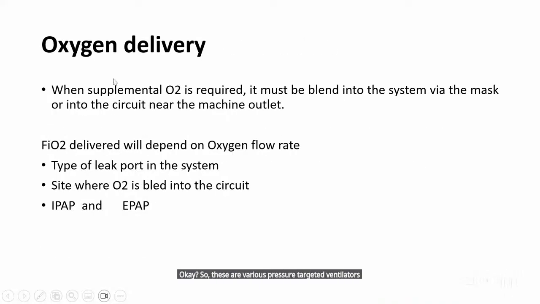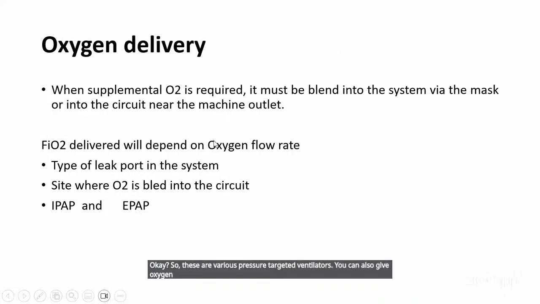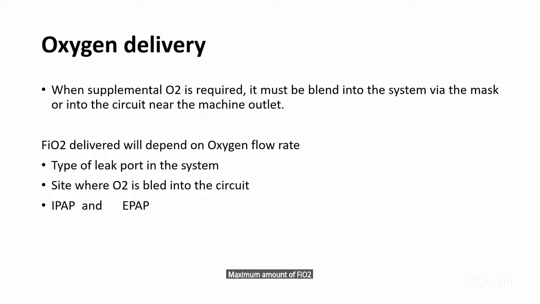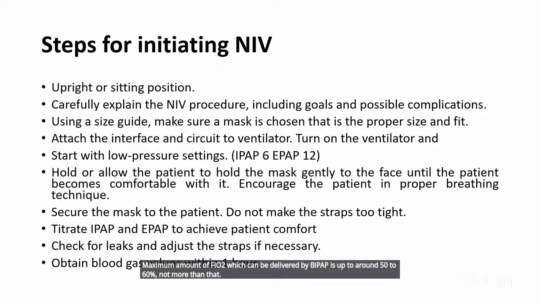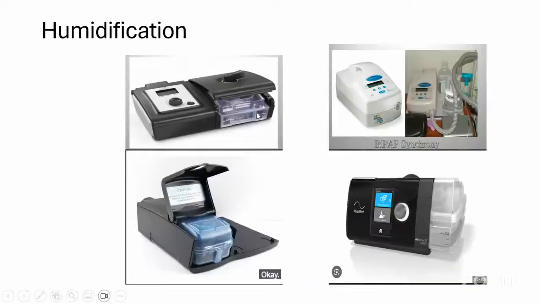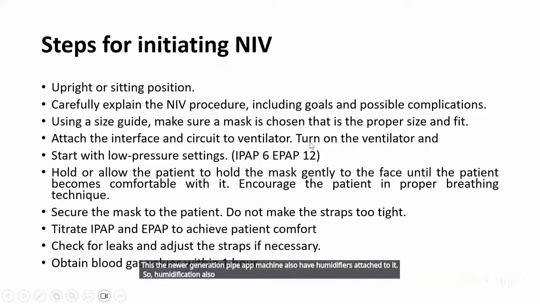So these are various pressure targeted ventilators. You can also give oxygen delivery in the BiPAP. There is an oxygen port which is attached, and you can give a certain amount of FiO2 as well. But remember that the maximum amount of FiO2 which can be delivered by BiPAP is around 50 to 60%, not more than that. The newer generation BiPAP machines also have humidifiers attached to them, so humidification also is taken care of.